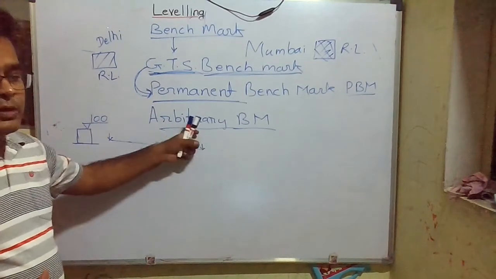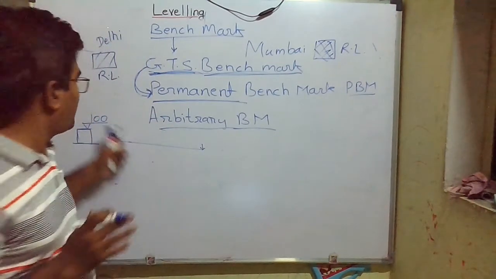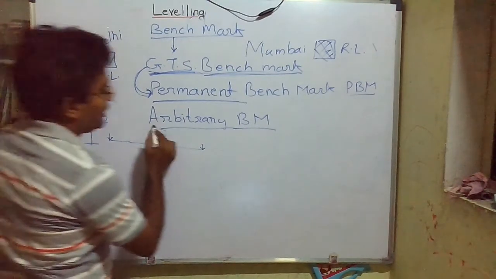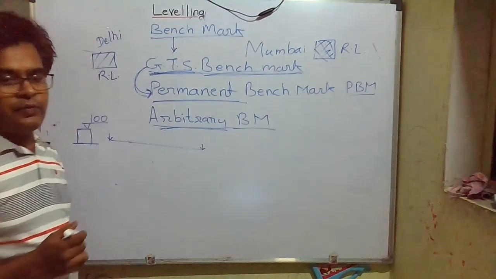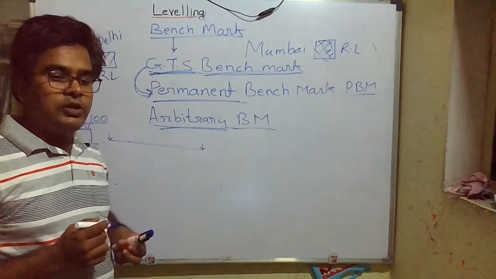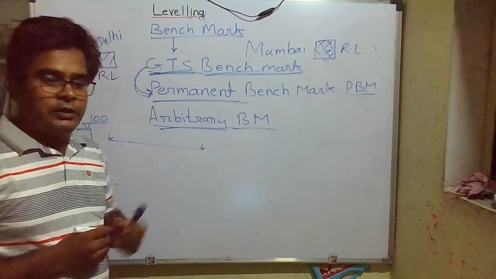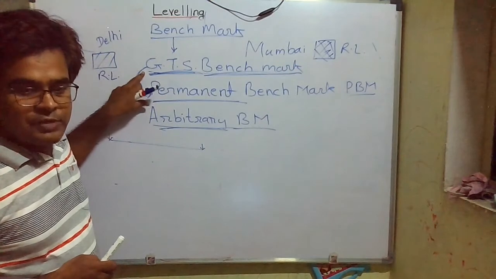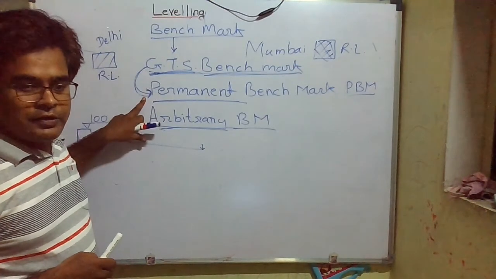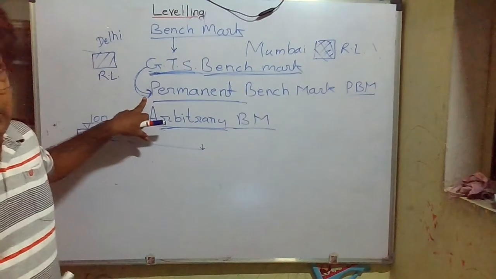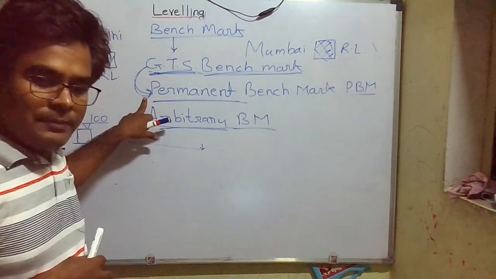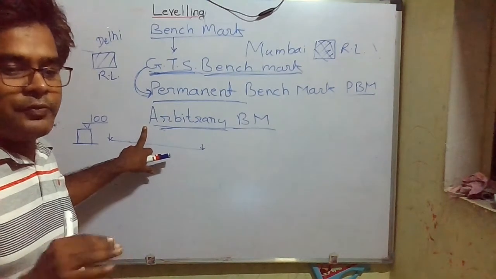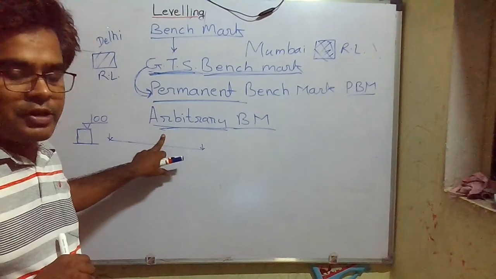Okay, so arbitrary assumed benchmark. What is an arbitrary benchmark? This is some fixed point, and we assume its RL. Then it is called an arbitrary benchmark, and generally we assume it for a small work. Got it? So what are the types of benchmark? One is the GTS benchmark established by the Survey of India department. Then the permanent benchmark established by different government departments. And then the arbitrary benchmark, where we assume the RL of some fixed point for our work.